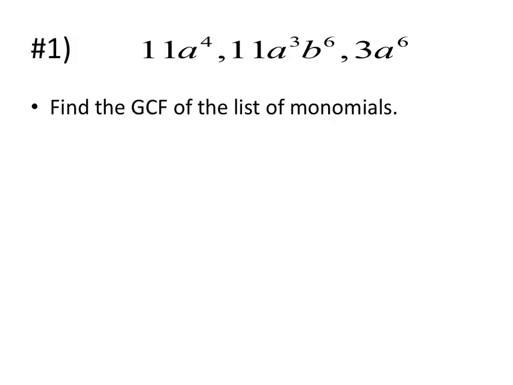So all you're going to do on this one is look at the numbers, see what they have in common, then look at the variables, see what they have in common. So my coefficients are 11, 11, and 3. Those are all prime numbers, so they don't have anything in common.